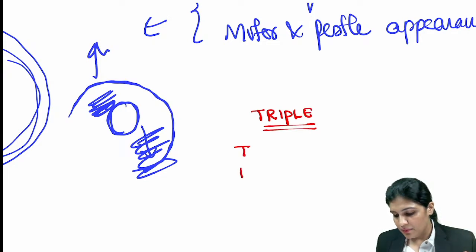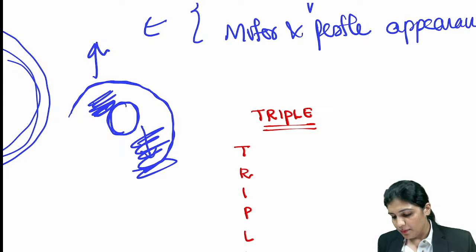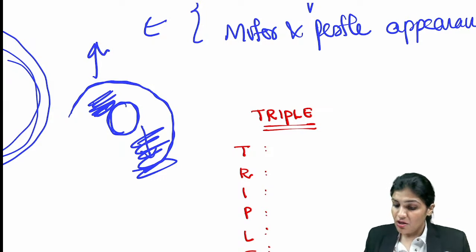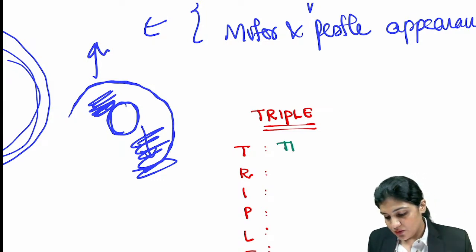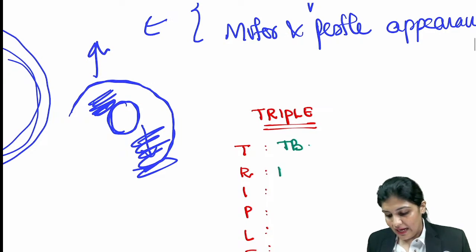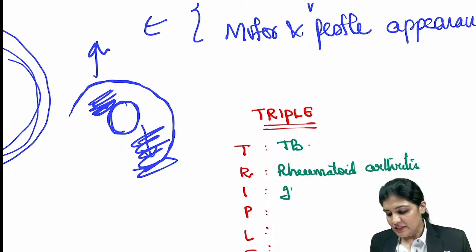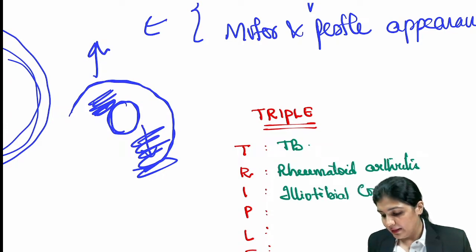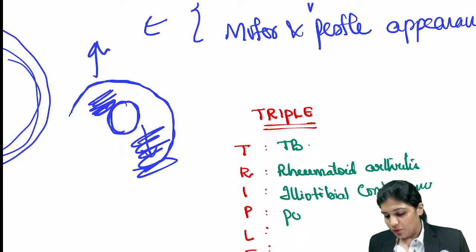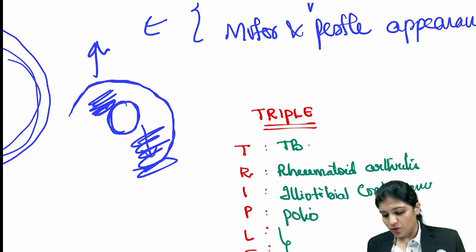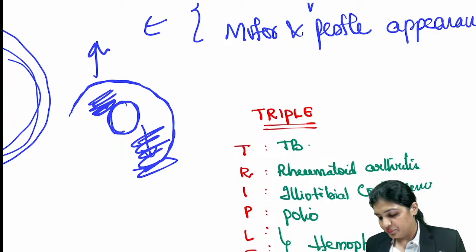Here you have to remember only the mnemonic TRIPLE to remember where you see this triple deformity of the knee. So this can also be a potential question. What does T stand for? Tuberculosis, as we have already discussed. Then R is for rheumatoid arthritis, I is for iliotibial contracture, and P is for polio. These two, L and E, are for low clotting factors, and this is hemophilia.